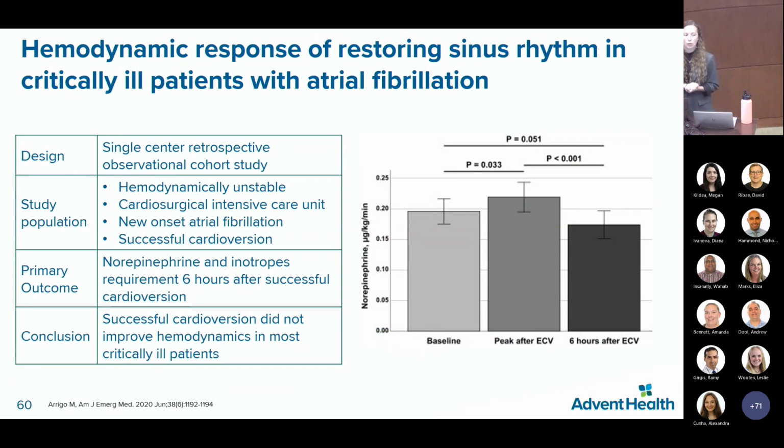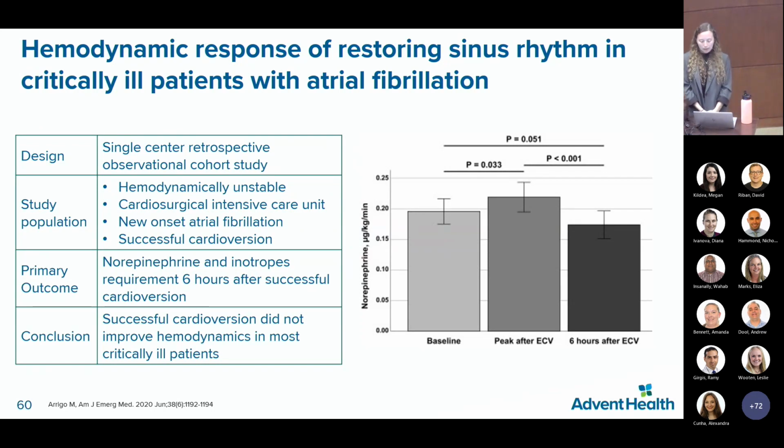So in our patients that we do have successful cardioversion, is that restoration of sinus rhythm improving their hemodynamics when we look at our critically ill patients? This was a study that evaluated the effects of successful cardioversion on vasopressor requirements. This was a single center retrospective study that included patients admitted to the cardiosurgical intensive care unit who were hemodynamically unstable, had new onset atrial fibrillation, and underwent a cardioversion that was successful.